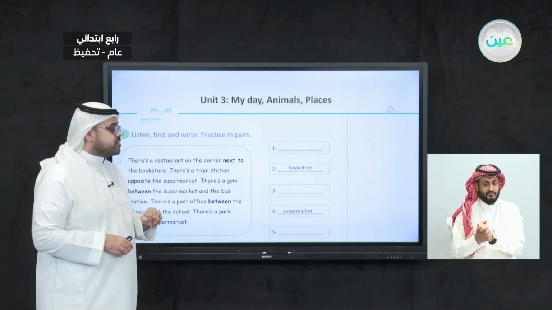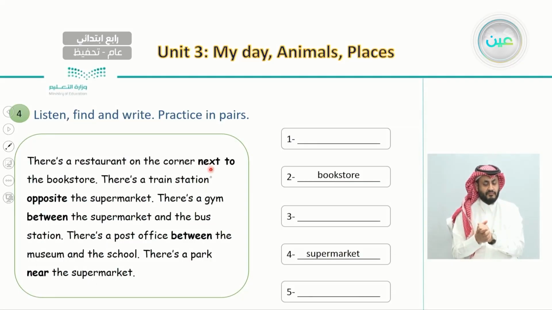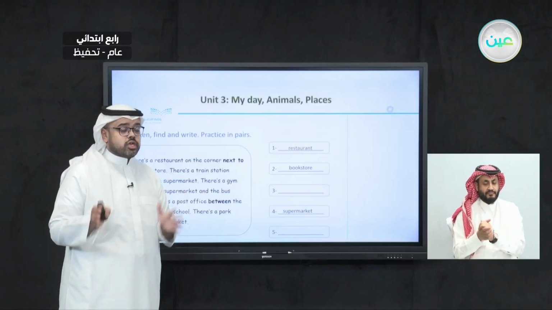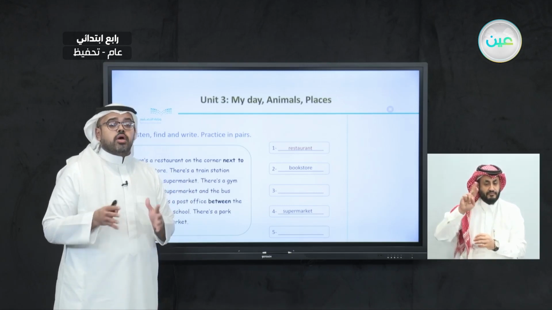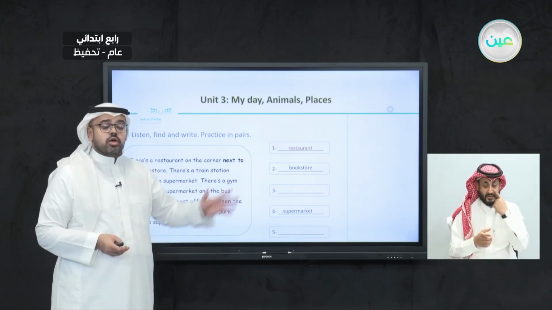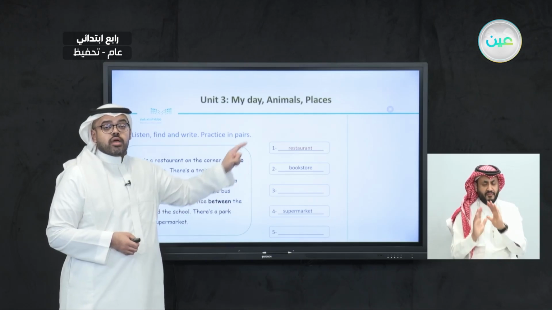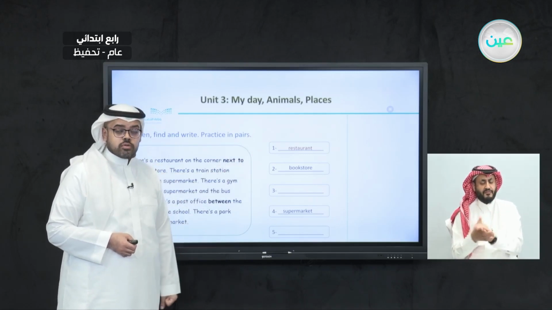The first place is next to the bookstore. Next to number 2, the bookstore. So what do you think this place is? It is, of course, a restaurant. A restaurant. You can see on the map about the town in your book that there is a restaurant next to the bookstore.